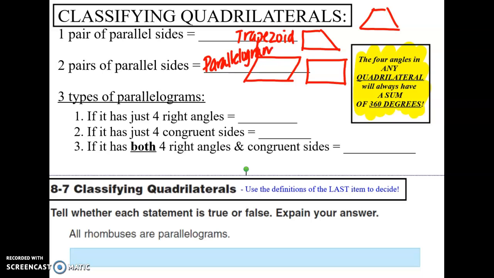Parallelogram. All right, and there are three types of parallelograms. If it just has four right angles, it's considered a rectangle. The only thing that has to be true about a rectangle is four right angles. If the only classification is it has four congruent sides, it's considered a rhombus. Rhombuses have all four sides congruent. And if it has both of those things, then, my friends, it's going to be a square.